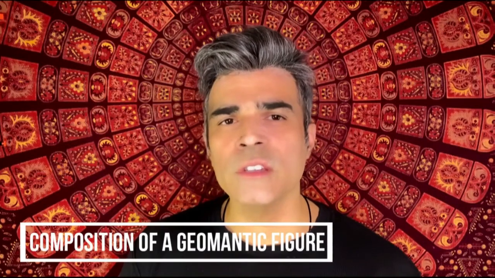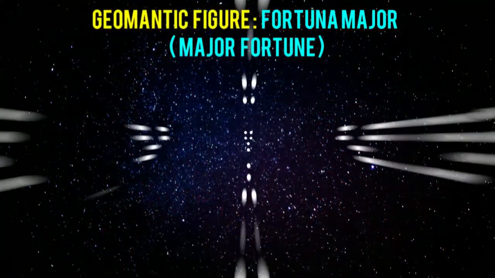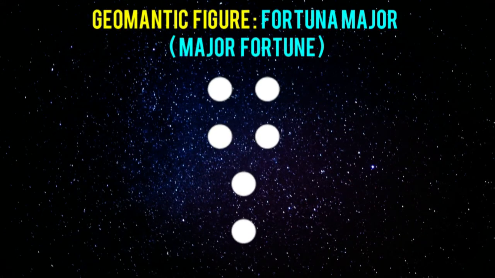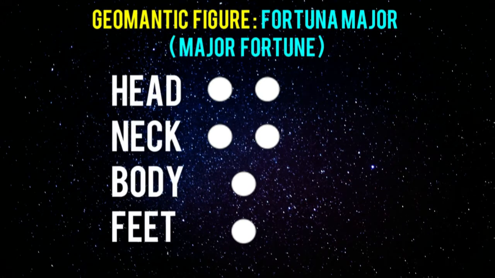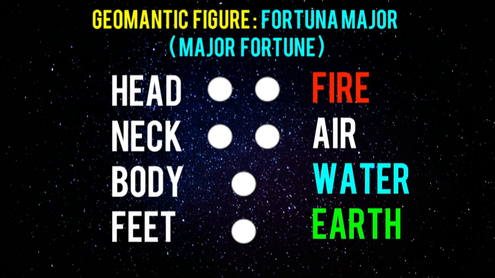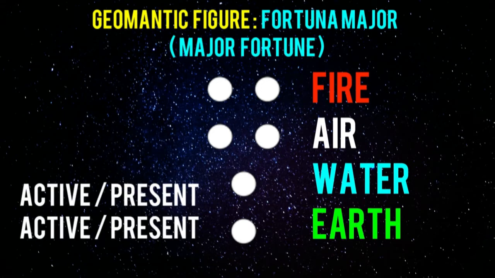Each of the geomantic figures consists of 4 rows of dots. Each row consists of either 1 or 2 dots. The 4 rows from top to bottom are called head, neck, body, and feet. Each row also corresponds to the 4 elements. The top row is associated with fire, the second with air, the third with water, and the last one with earth.